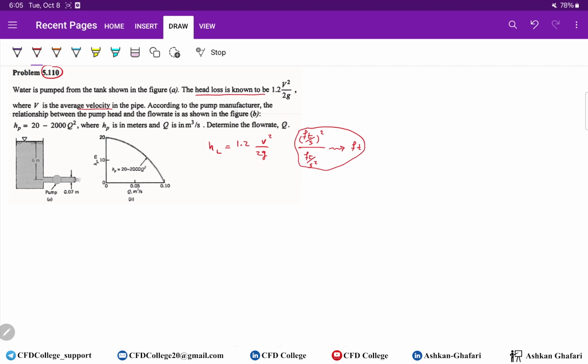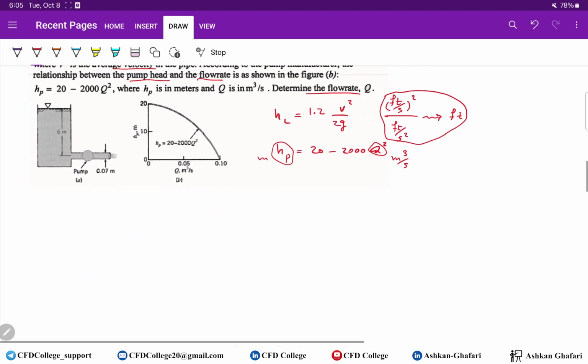According to the pump manufacturer, the relationship between the pump head and the flow rate is shown in this figure. So we know HP equals 20 minus 2000 Q square, where HP is in meters, and Q is in cubic meters per second. Determine the flow rate. It's easy.